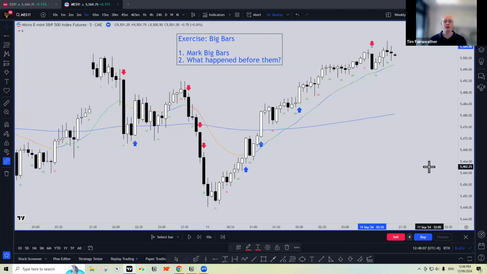Maybe I've missed a bar or two, but I think in this video, you get an idea of how to practice this exercise. And it's way more important to get the practice reps in than if you miss a few bars on the day. So step one, we've marked all the big bars. What's step two? We're going to ask what happened before them.